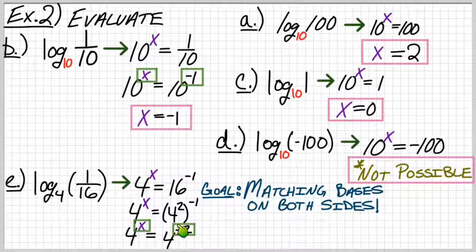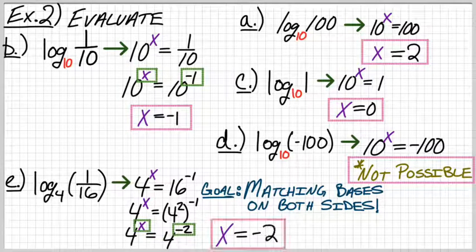So what do we have? Notice there's a match. 4 to something equals 4 to something. What has to be true? There's our answer. Those two green boxes have to be equal. So x equals -2.